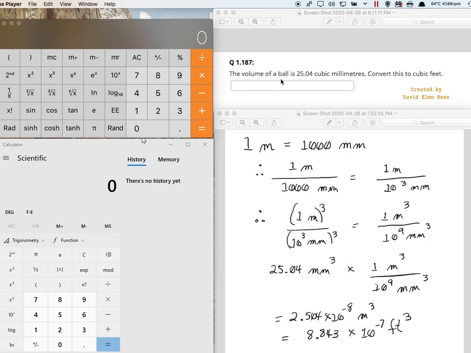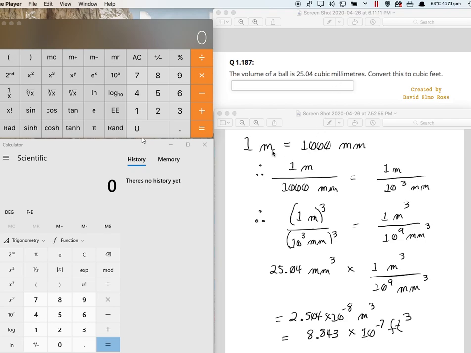Sometimes the Orion conversions are not that difficult, but in this case, this one is a little bit more challenging. It says the volume of a ball is 25.04 cubic millimeters. Convert this to cubic feet. But when you start looking at calculators, you're going to find that the conversions are usually from cubic meters to cubic feet. So we have to convert this to cubic meters first.